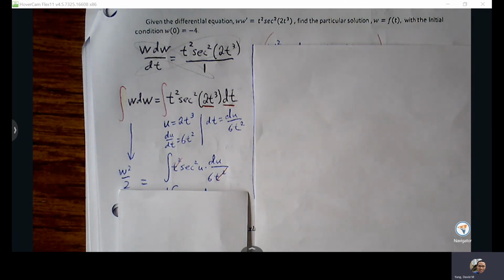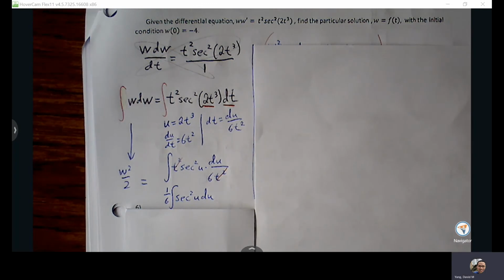There's going to be a 1/6 that's going to come out of it. The t squared will cancel out nicely. Okay. This is one of the original integral rules here. You guys remember what the integral of secant squared turns into? Tangent, yeah. The derivative of tangent is secant squared, so therefore the integral of secant squared will bring us up to tangent.